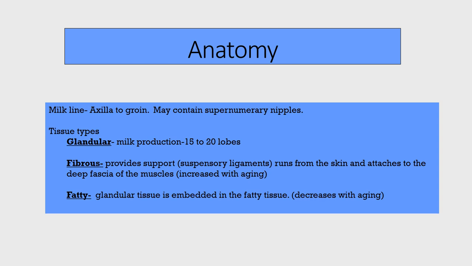The fibrous tissue is what's going to provide support. So it's kind of like a suspensory ligament. It runs from the skin all the way down through the breast and attaches onto the deep fascia of the muscle. And that fibrous tissue actually increases with aging. So that's something you need to remember and know, the expected changes along all the age groups.